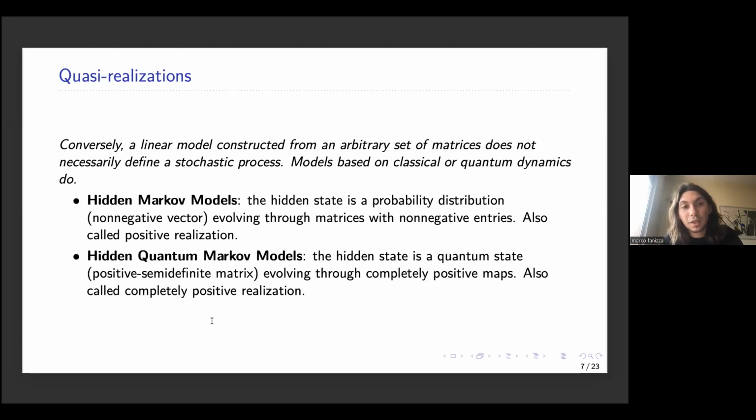The problem is maybe that just asking for the structure that we mentioned for quasi-realization is not enough to define an actual stochastic process, because if you consider an arbitrary set of matrices, you do not have the guarantee that probabilities are non-negative. Instead, if you restrict to models based on classical or quantum dynamics, you have this guarantee. If you restrict to classical models, then you have what are also known as hidden Markov models, where the hidden state is a probability distribution, which evolves through matrices with non-negative entries. These are also called positive realizations. And if you consider quantum models, as I mentioned, you have hidden quantum Markov models, where the hidden state is a quantum state evolving through completely positive maps. And these are also called completely positive realizations.